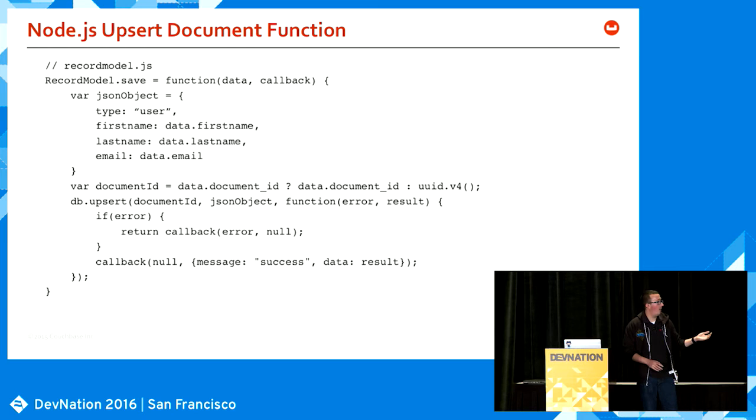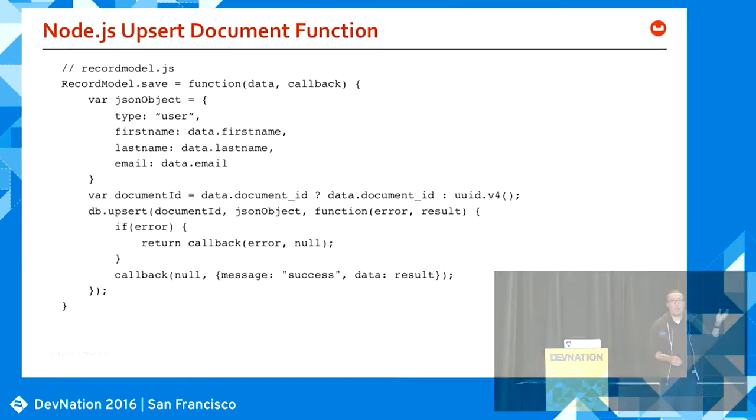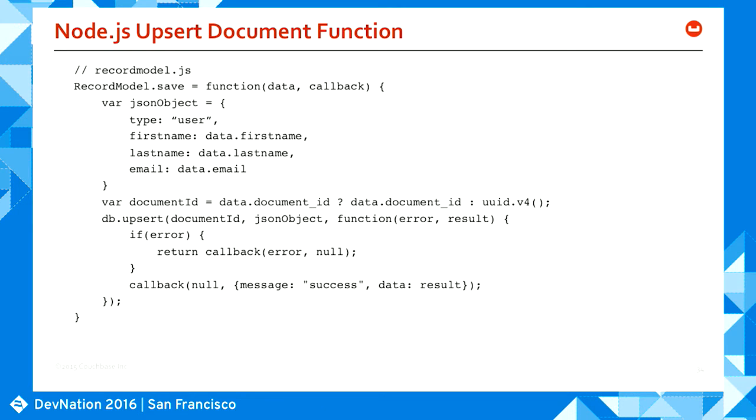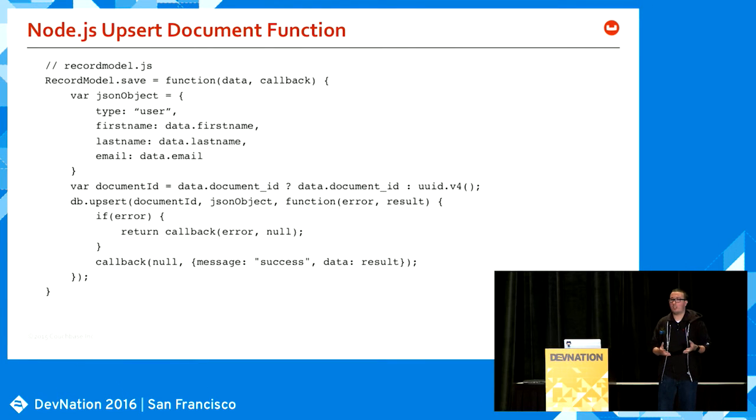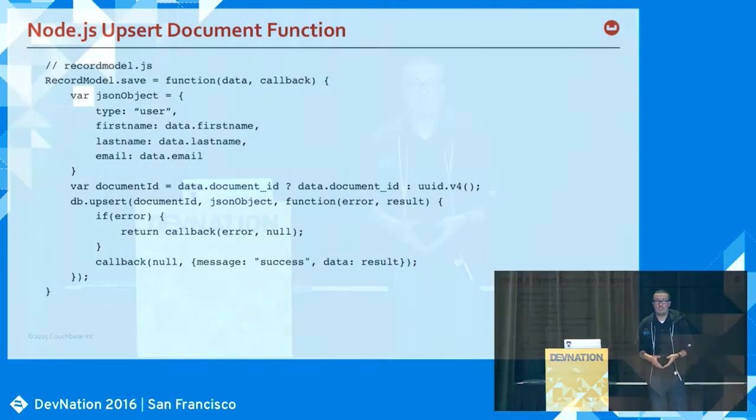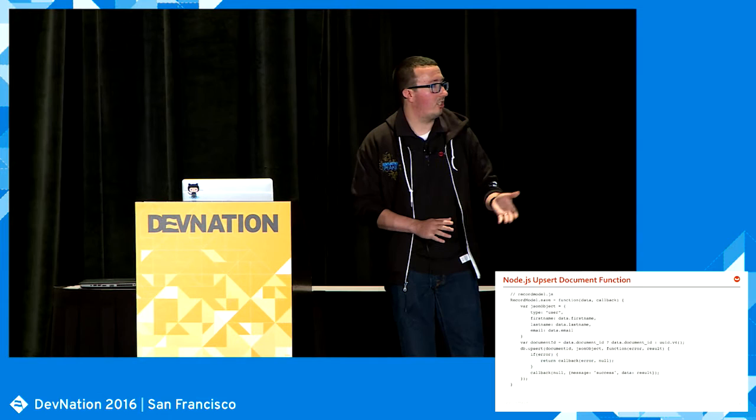Then we come to this ternary operation here. This is an optional parameter that I did not validate for because it's optional. If document ID exists, we're going to use it. If it does not exist, we're going to generate a unique ID for it. The reason for this is because we want to use an upsert. We want to hit two birds with one stone and do a create or a replace in this function. With an upsert, if the document ID does not exist, it'll be created. If it does exist, it'll be replaced.